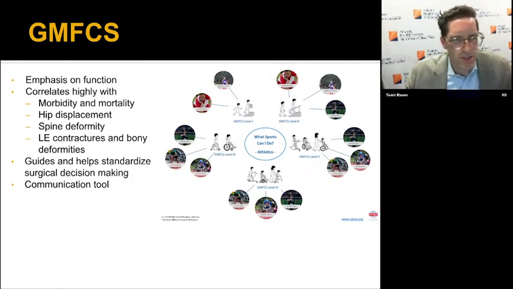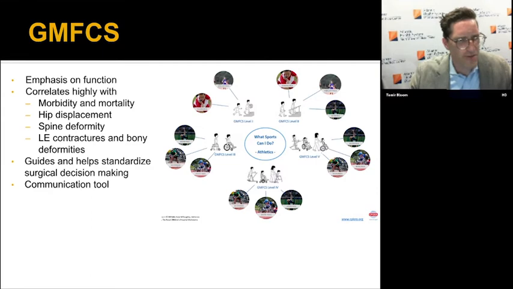So the GMFCS really helps to change our orientation from thinking about disease and disability and focuses on function and participation in activities in our society. And this is a big change compared to a few decades ago.